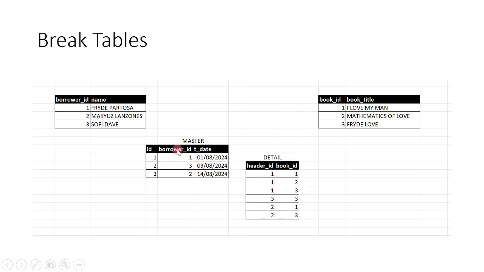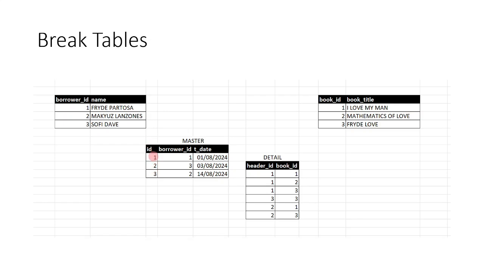As you can see, this header ID is actually the ID here, because in our master table, this is our primary key. Take note, this is our primary key, because this is not the primary key. This is because the borrower, for example, Fried Partusa, could still borrow after he returned all of the books he borrowed on this transaction. He could still have another transaction on a later date. So that is why these header IDs here are actually the IDs of our primary key here.